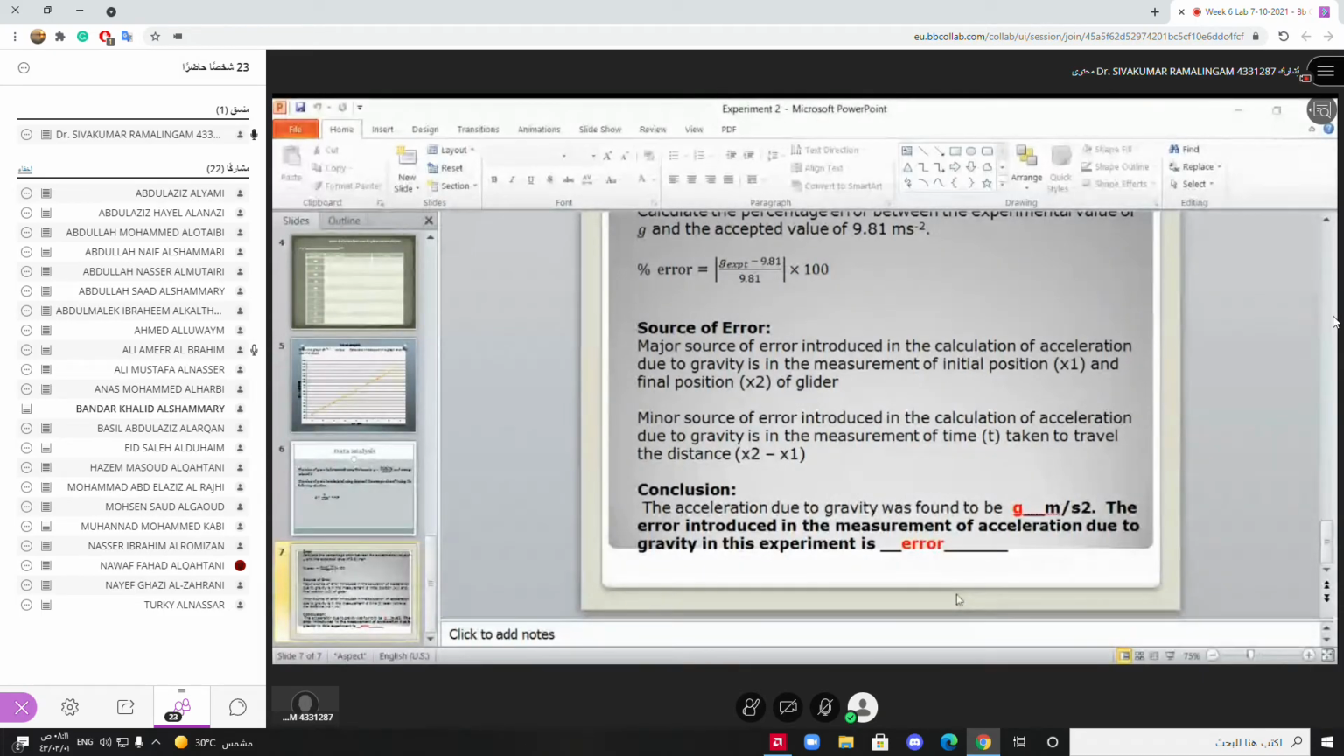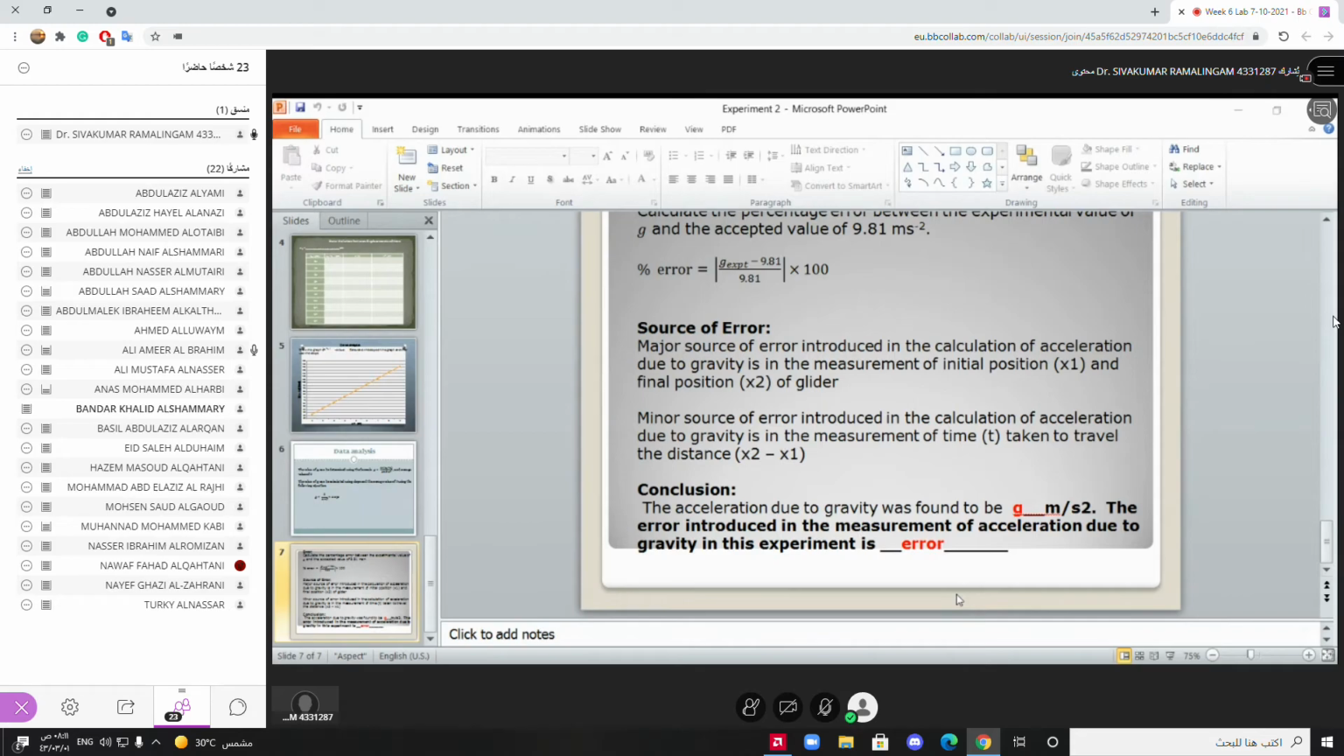The minor source of error in the calculation of acceleration due to gravity is in the measurement of the time taken t, the time taken to travel the distance x2 minus x1. The time taken here, you are measuring by using the timer, right? And that comes under the minor source of error.